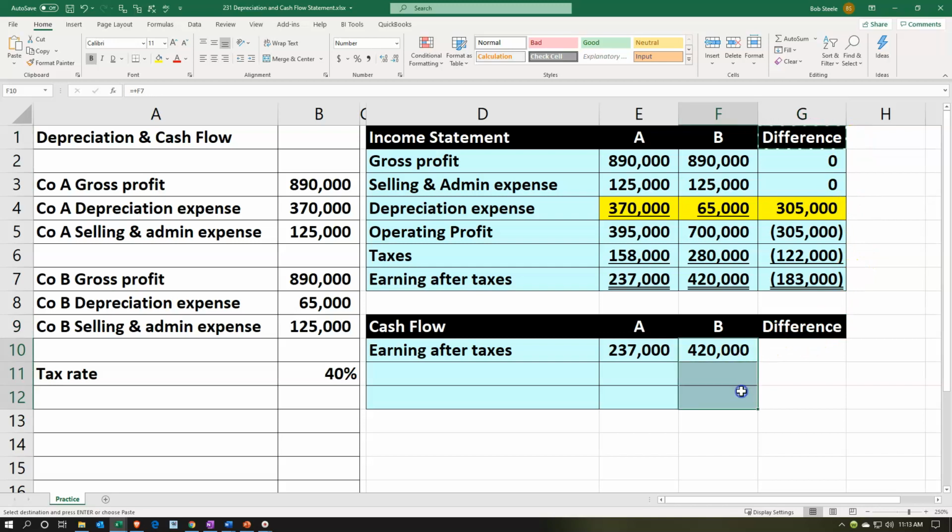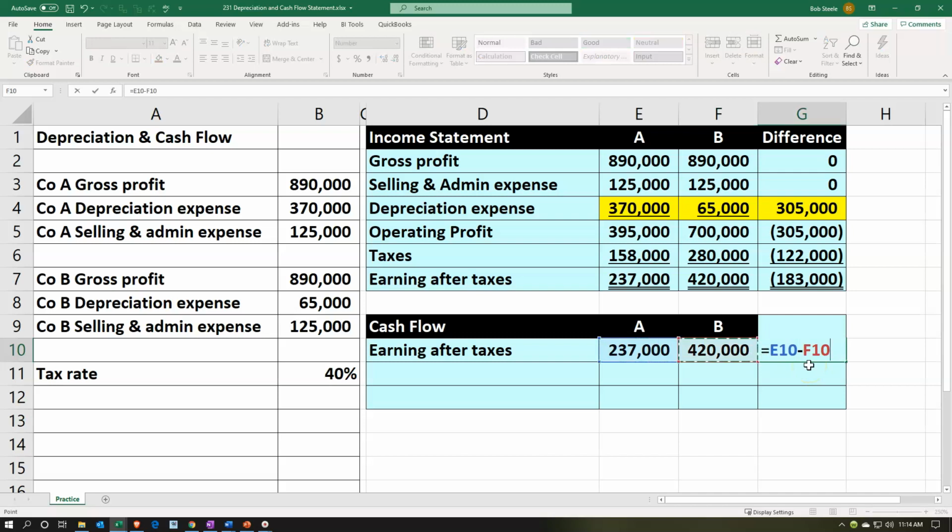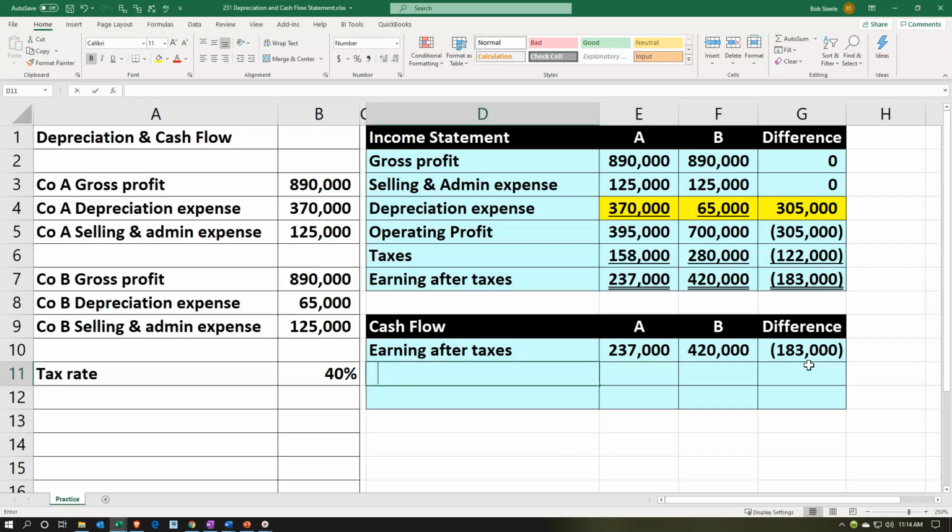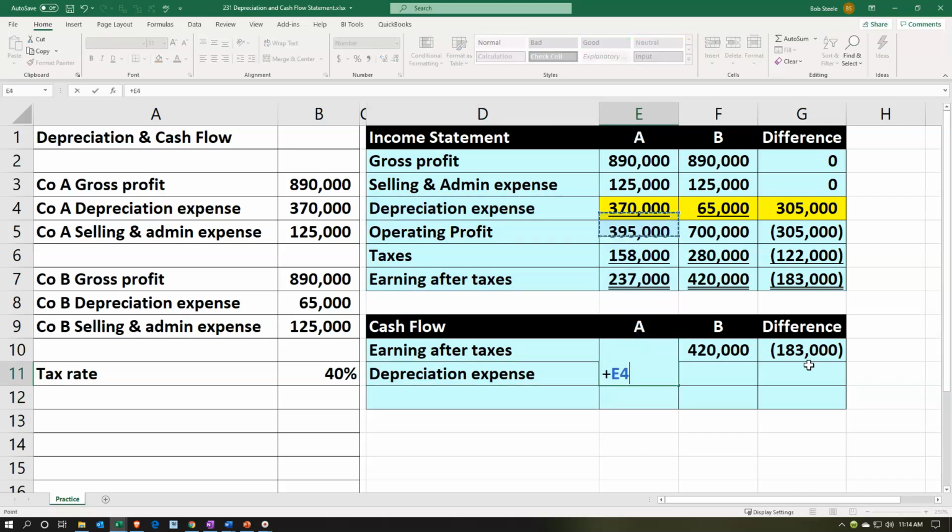And I'm going to highlight, these will be there for you already. Home tab, clipboard. We'll have the difference. This will be equal to the 237 minus the 420. So there's our difference, same as we had up top. And then we're going to pick up the depreciation expense. The depreciation expense, which is going to be this 370, and the 65. I'm going to subtract this out. Equals the 370 minus the 65.